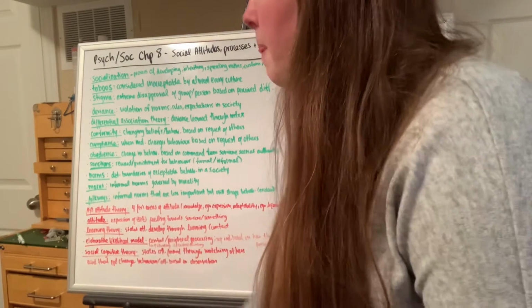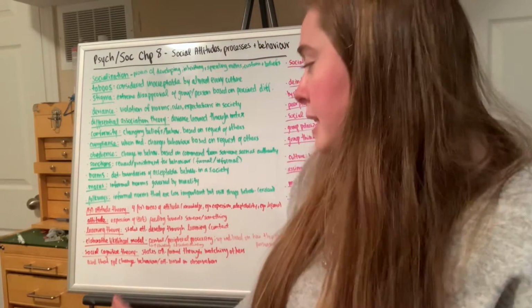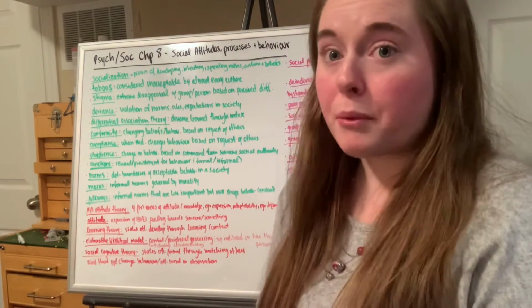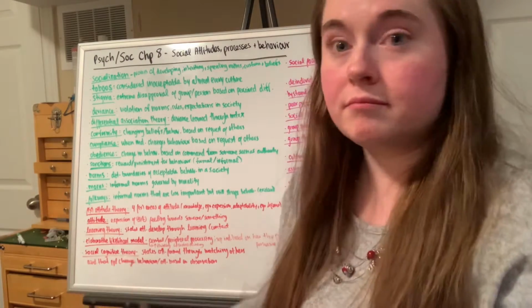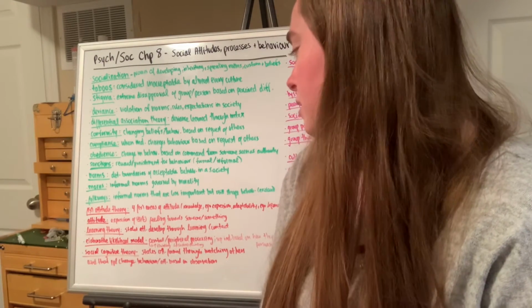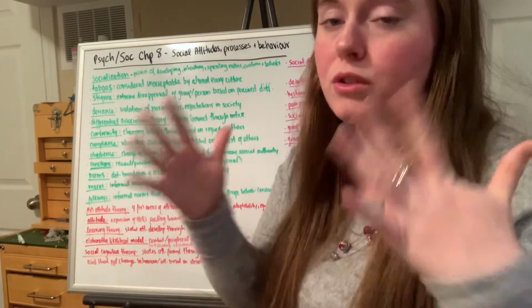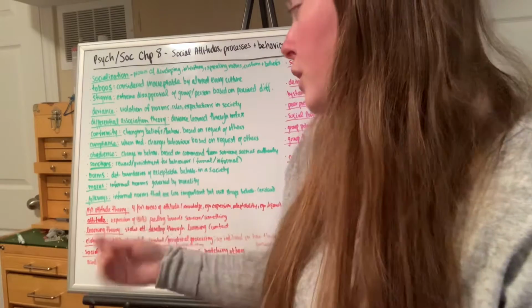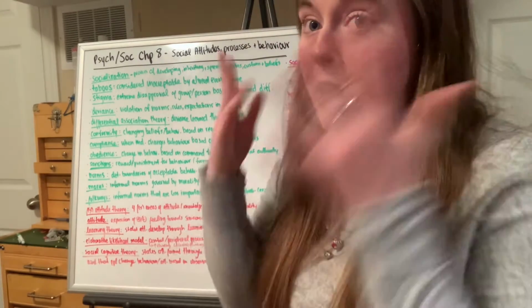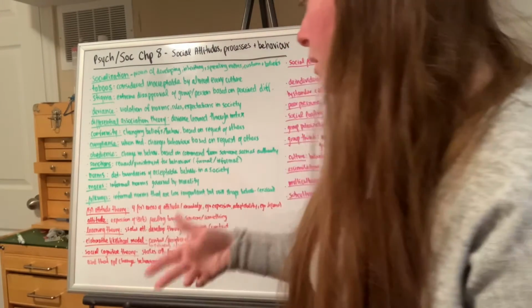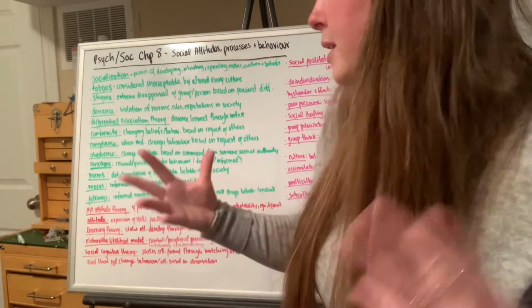That's an attitude. Learning theory states that attitudes are developed through learning, right? There are different types of learning. You can observe, have contact, anything like that. So just different types of learning. But learning theory states that attitudes are developed. They're learned based on what we have around us.